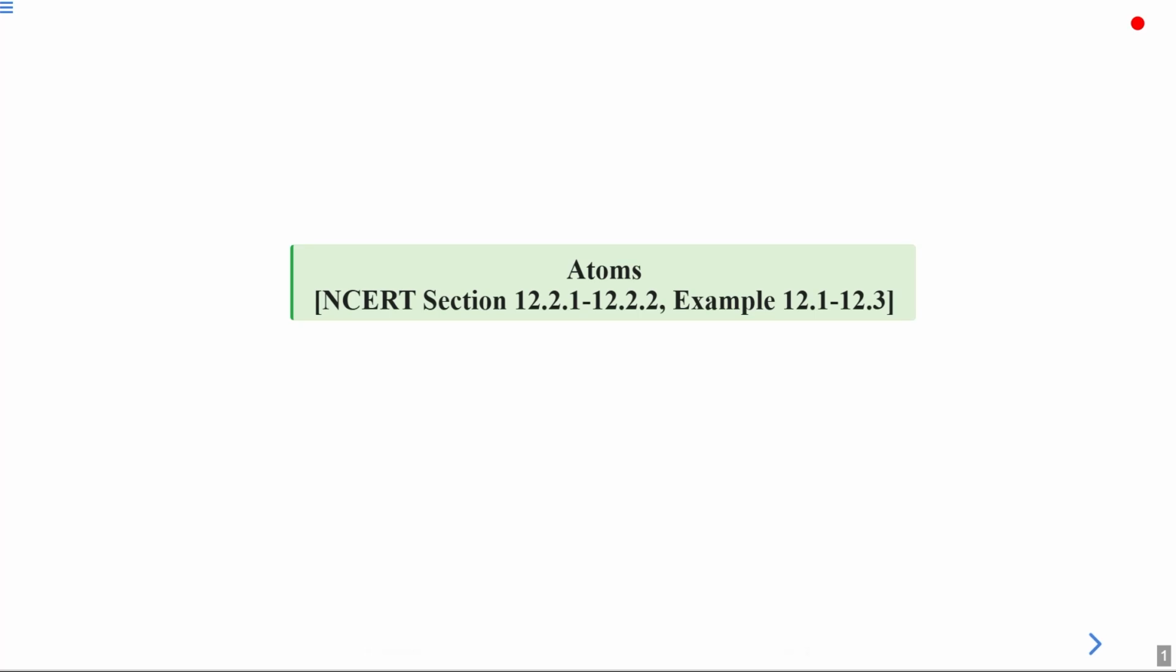So, today we will cover some important topics from chapter Atoms. In this lecture, we will cover NCERT section 12.2.1 to 12.2.2 and examples 12.1, 12.2, and 12.3.